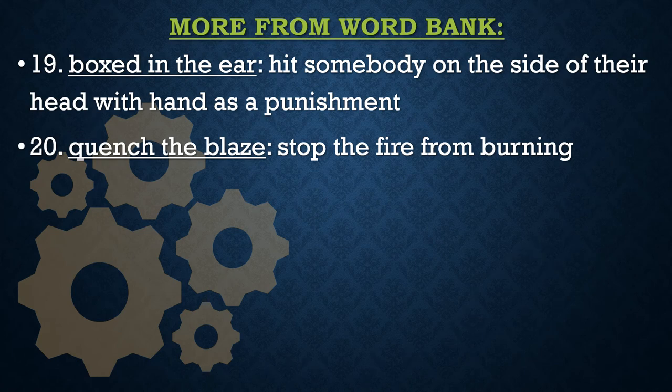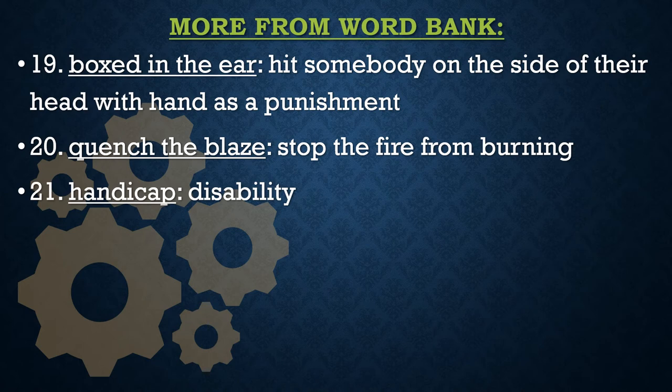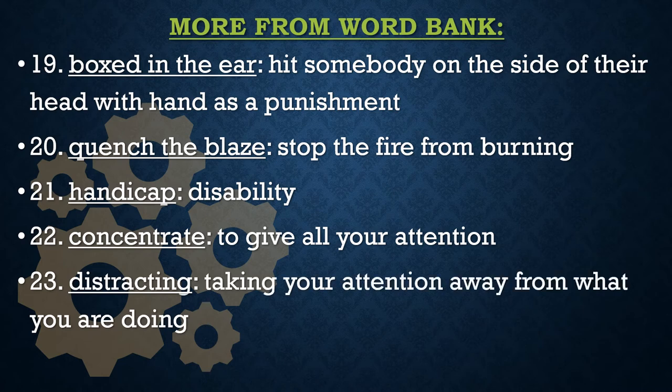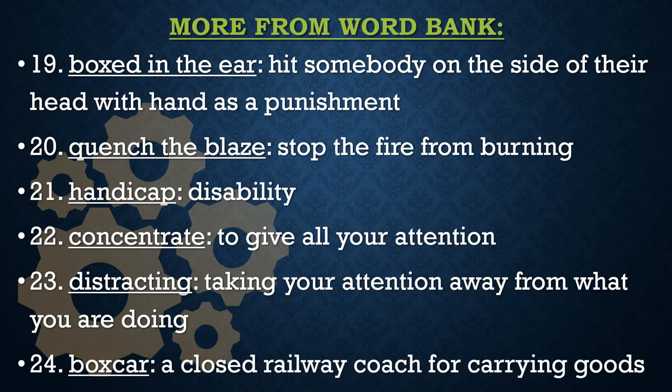Number 20 is quench the blaze, which means stop the fire from burning. Number 21 is handicap, which means disability. Number 22 is concentrate, which means to give all your attention. Number 23 is distracting, which means taking your attention away from what you are doing. And the last one is boxcar, which means a closed railway coach for carrying goods.